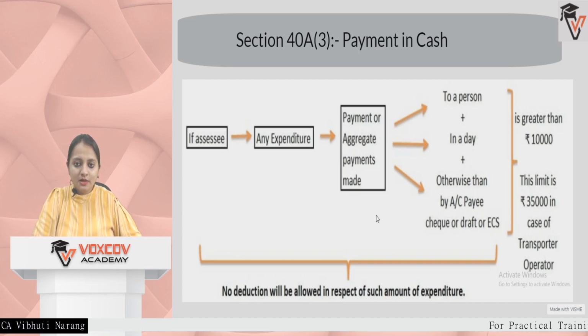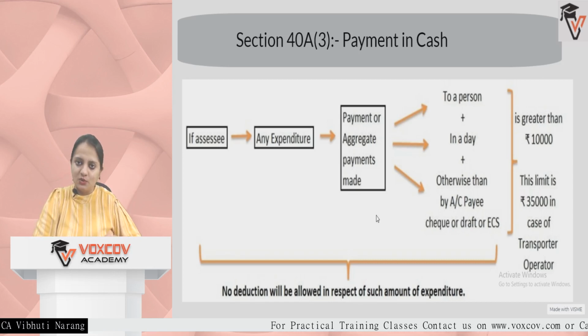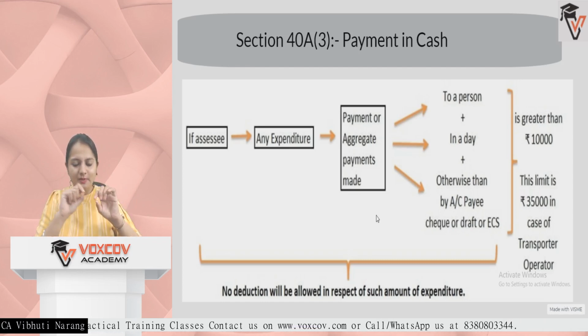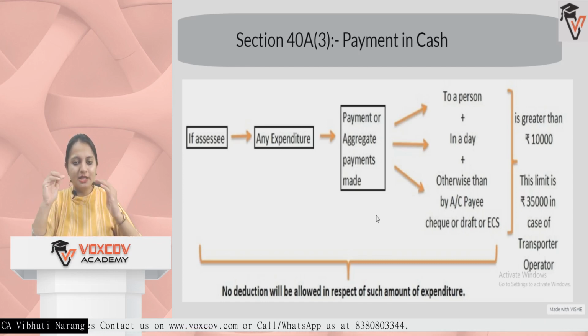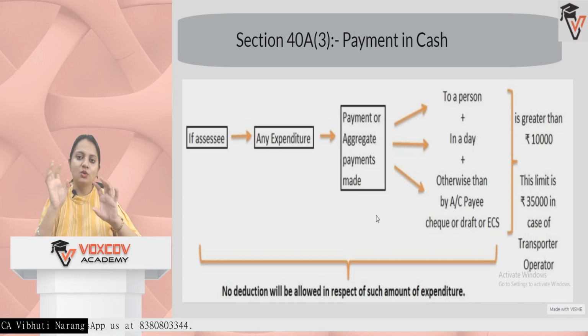Now to curb the cash market, this type of section is in existence. What we mean to say is, the payment should not be done to a person in a single day more than 10,000 in cash or through a crossed cheque or through a bearer cheque. So the amount is restricted to 10,000.